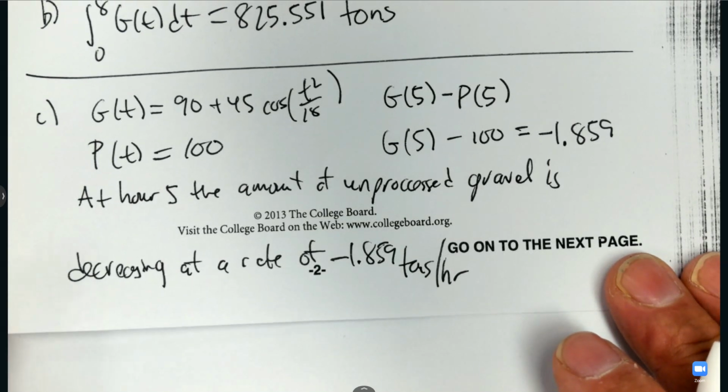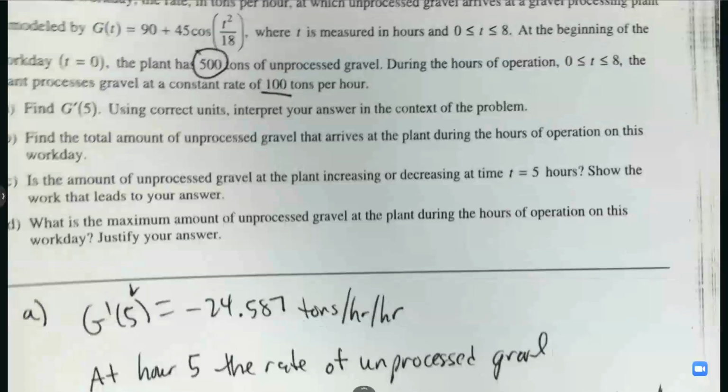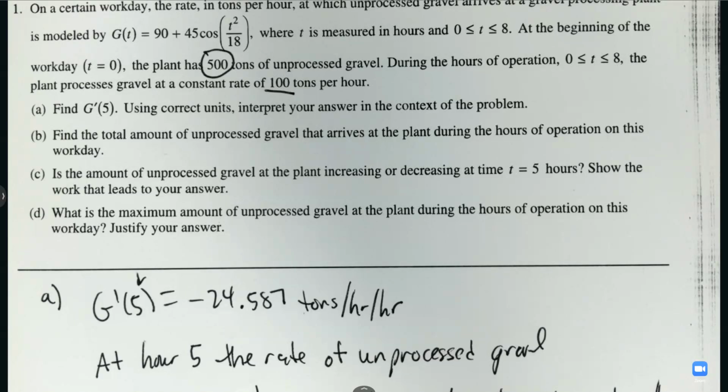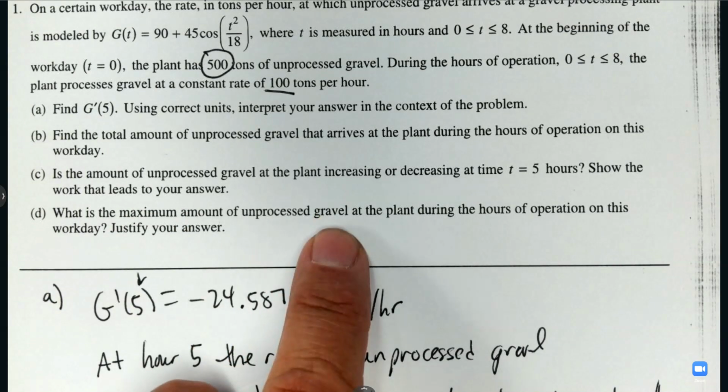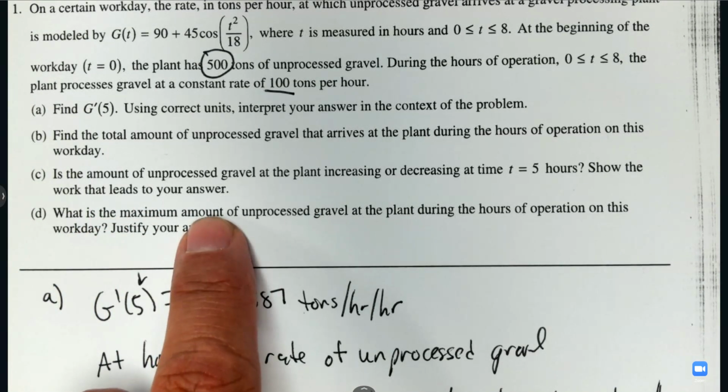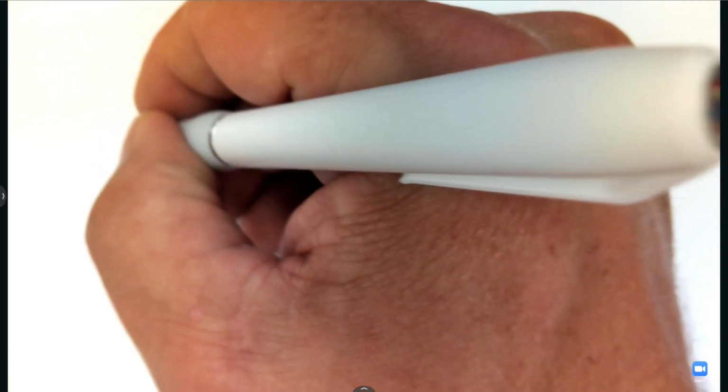All right, last one, part D. Press pause if you need to. I don't want you to race through it, and if you need to do this in chunks and come back, it's okay. What is the maximum amount of unprocessed gravel? Maximum amount is a table of values question during the hours of operation. So this is going to be the longer step of all of them.